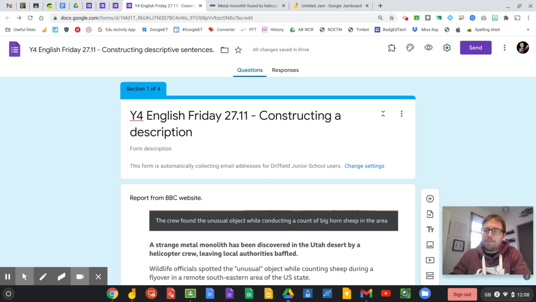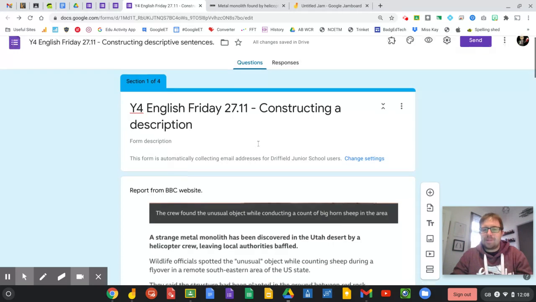So for today, we're going to pull all the things we've been doing so far together and start constructing a description. So we're looking at the synonyms of interesting words, we're looking at noun phrases, and we're looking at building sentences. So for our task today, we've got a bit of an interesting prompt.